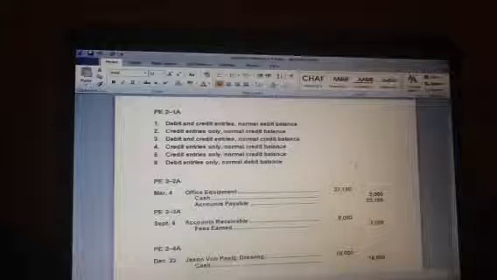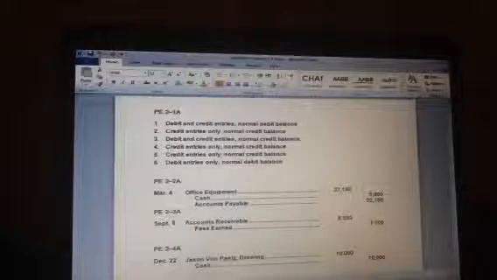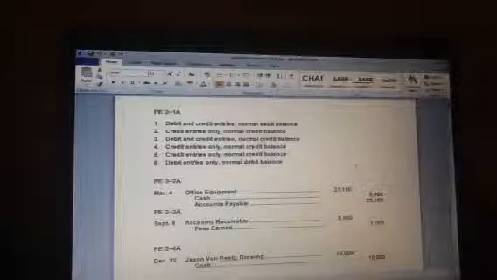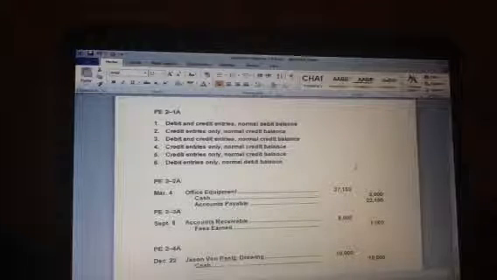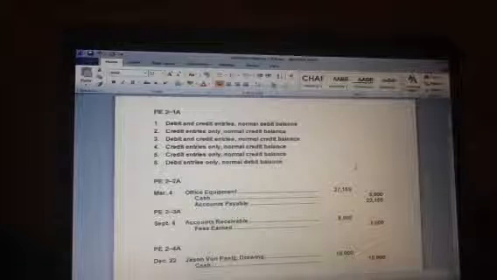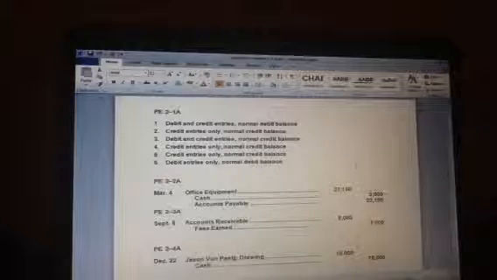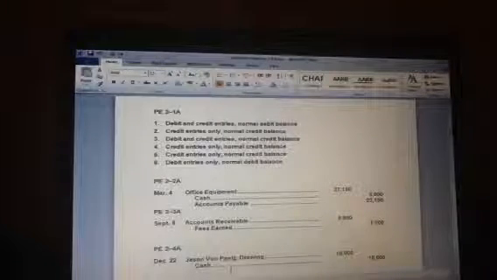And then finally, number 6, wages expense. All expenses normally have a debit balance, and you would only debit expense accounts, and that would increase the expense account. So in order to answer practice exercise 2-1A, you need to have memorized your rules of debit and credit.